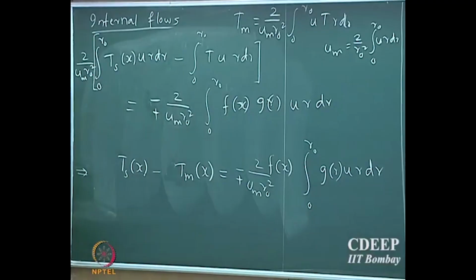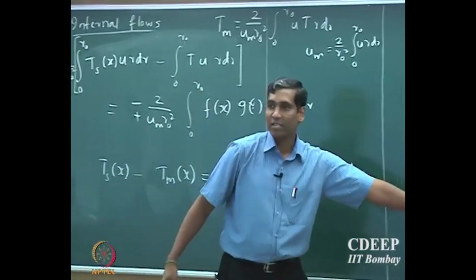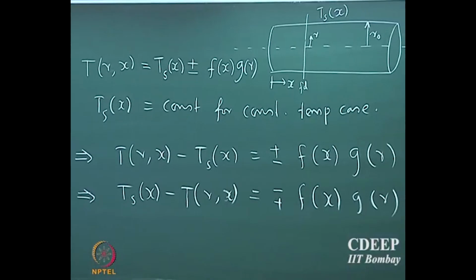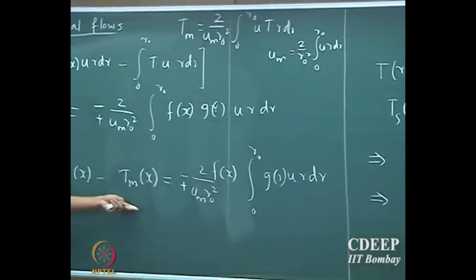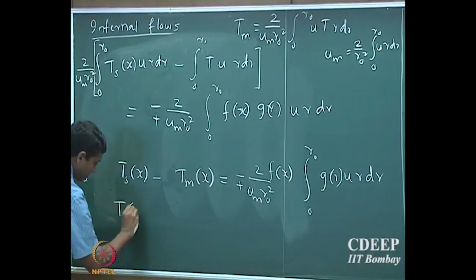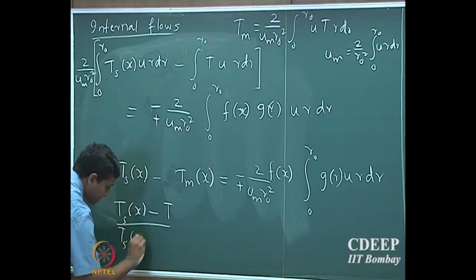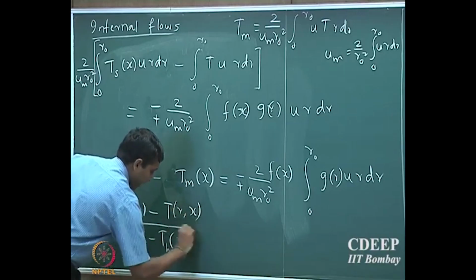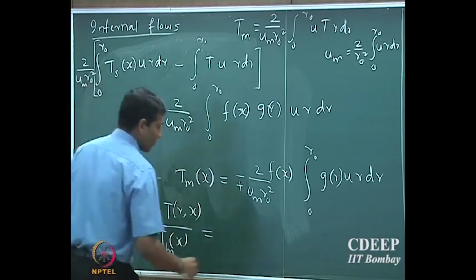Okay. So now if I divide these two expressions, you see there is an expression here which is Ts minus T, that is the difference between the surface temperature and the local temperature, and here is the difference between the surface temperature and the cup mixing temperature. Okay. So now if I divide these two expressions, minus T divided by Ts of x minus Tm of x, so this is both a function of r and x, right. So now if I divide these two expressions, what you see is something very interesting.